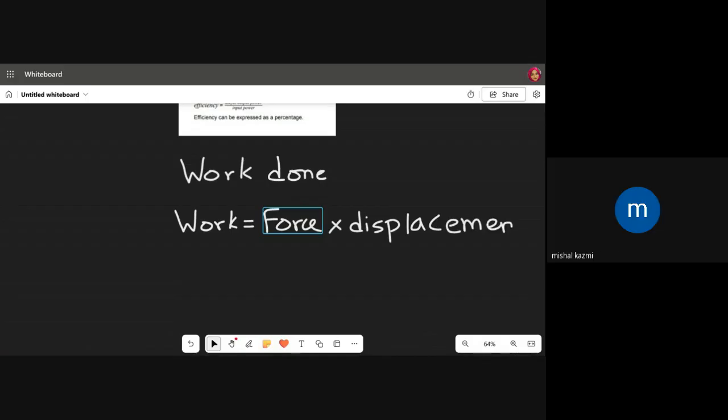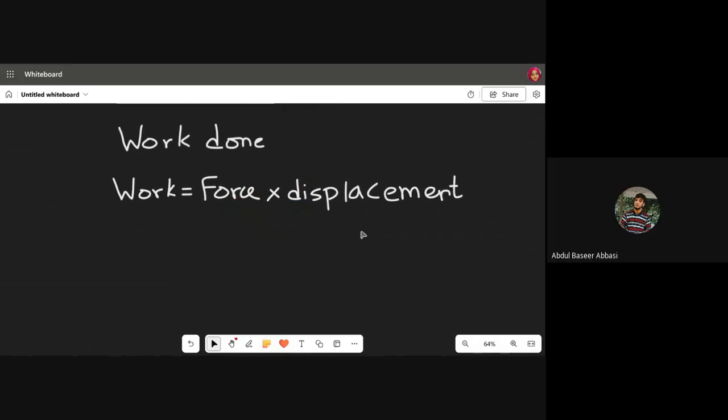Now, let me give you a common example. Let's say you're pushing a car, right? And when you're pushing a car, it will cover some distance. So the amount of energy that you have has converted to work.